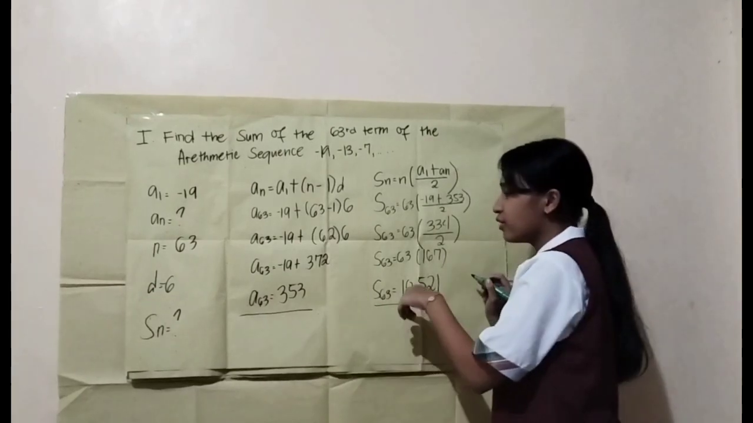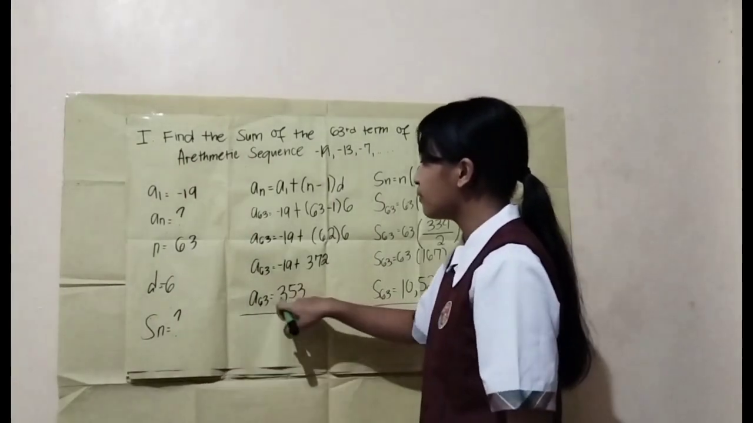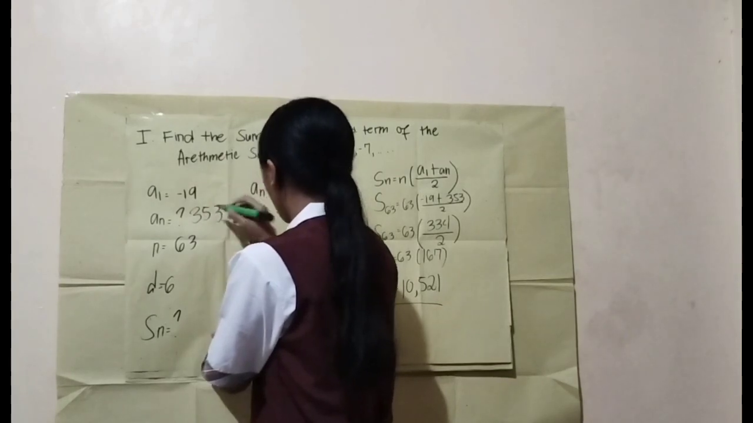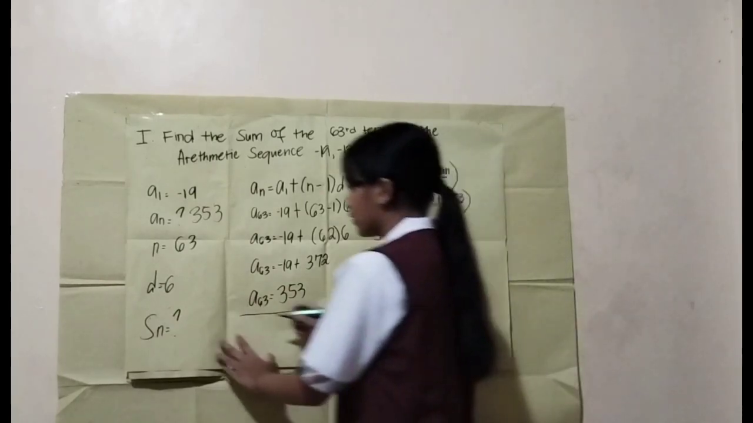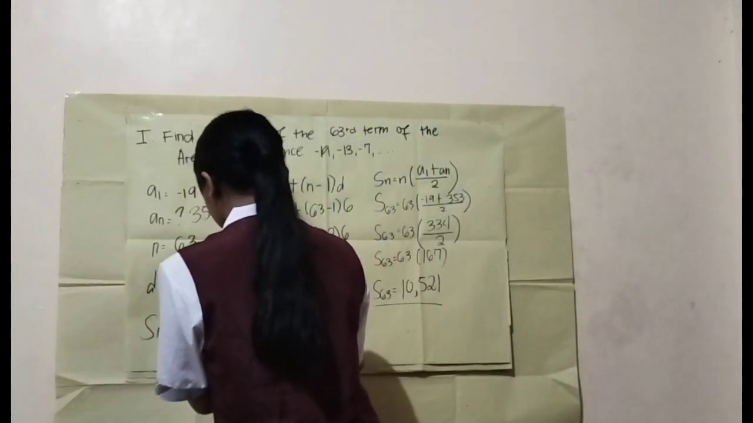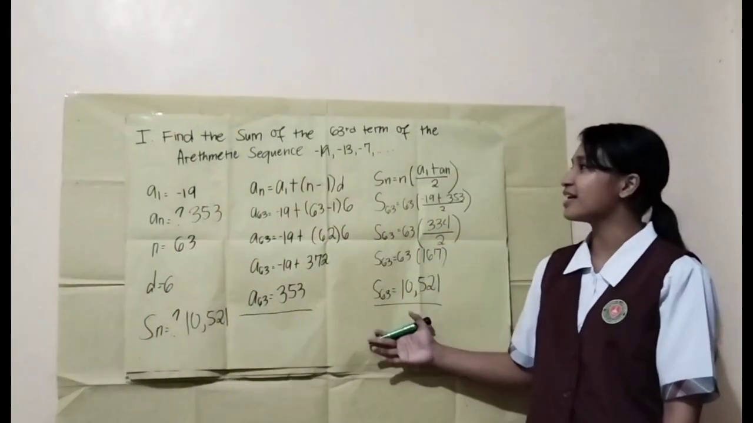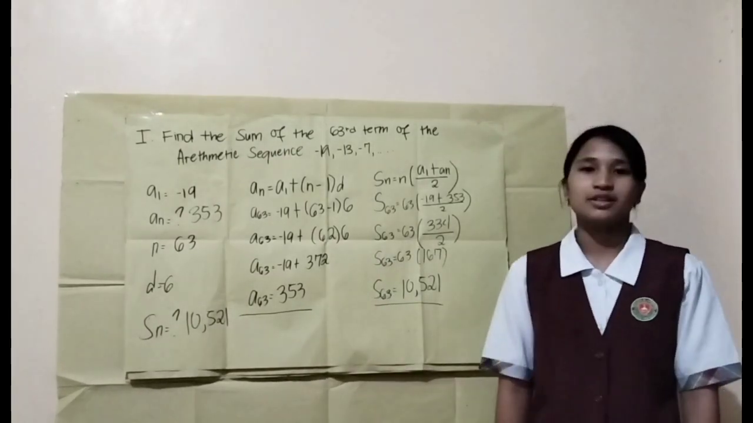And there you have the value of s sub n. Now we will be putting the value of a sub n here, which is 353, and the value of s sub n, which is 10,521. And that's the answer for our first problem on the equation of the arithmetic sequence.